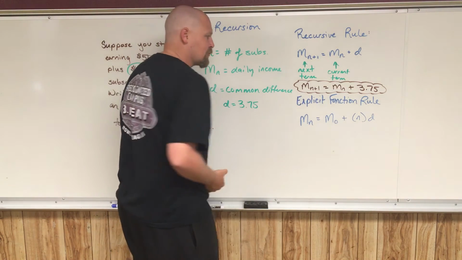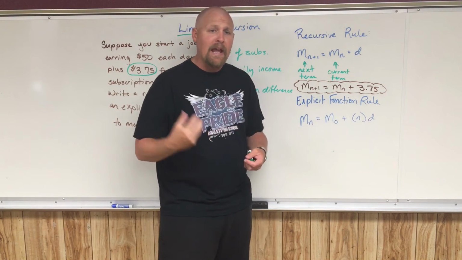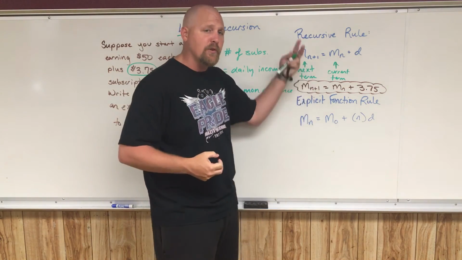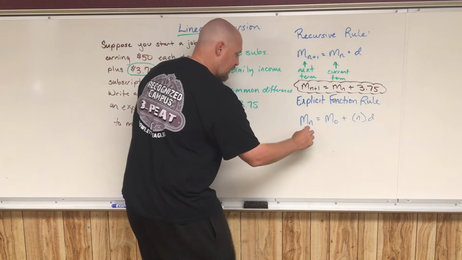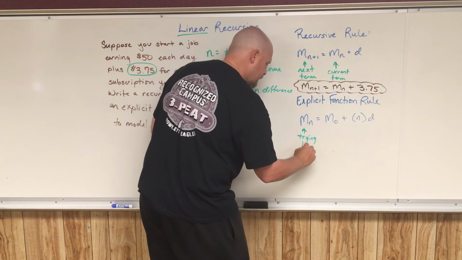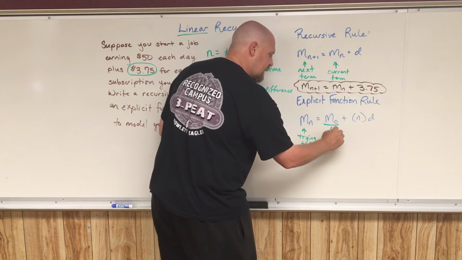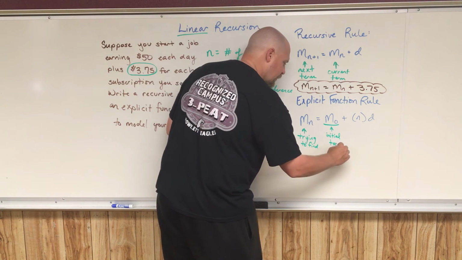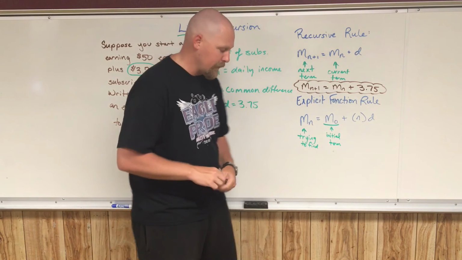The explicit function rule helps us if we know the very first term and the common difference, then we can find any term we want in our sequence. So this here is the term we're trying to find. This one right here is the initial term. And then, of course, d again is the common difference.